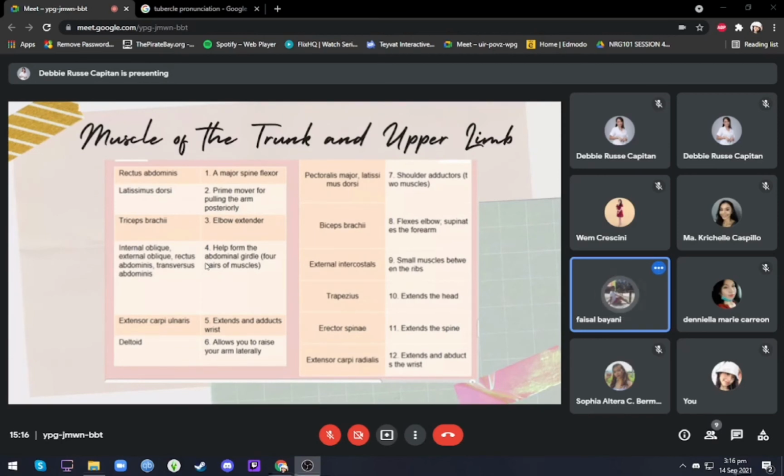Number nine, small muscles between the ribs. Our answer is external intercostals. Number 10, extends the head. Our answer is trapezius. Number 11, extends the spine. Our answer is erector spinae. Number 12, extends and abducts the wrist. Our answer is extensor carpi radialis.